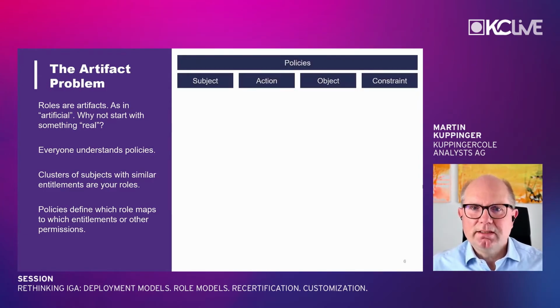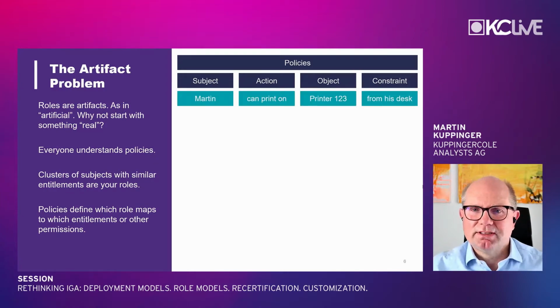Everyone can easily describe a policy. But I've never seen a role project which said, "Let's start with the policies. Let's talk about subjects that can perform actions on certain objects under certain constraints." That's the structure of all of these policies, regardless of at which level they reside. So Martin can print on printer 123 from his desk, but only from his desk, only when he's in the office. That is a policy. Everyone in the business, everyone in IT can easily describe policies.